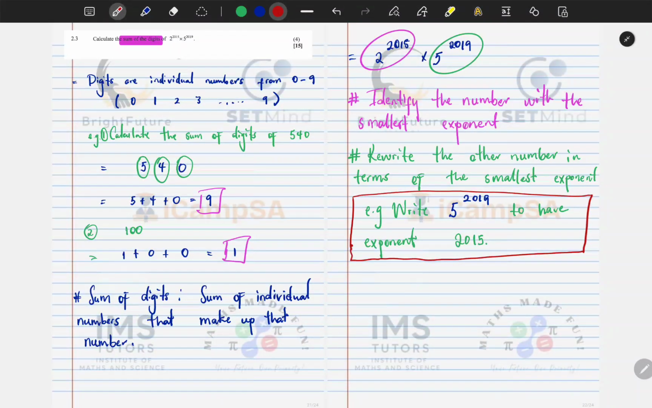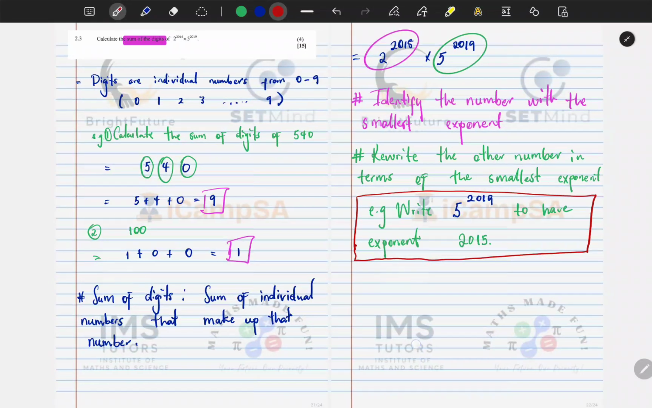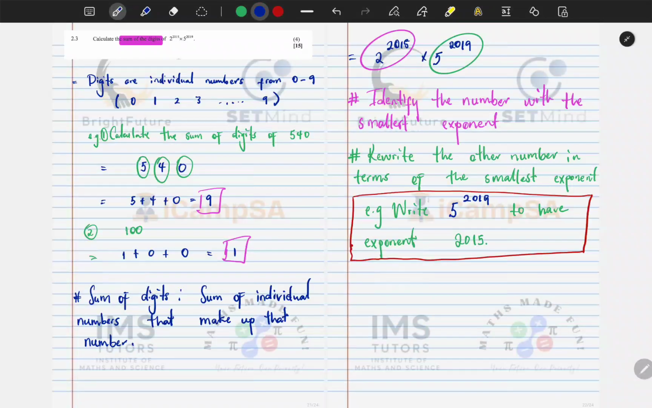This is what we have to do. So now let's look at the problem at hand. So we still have 2 raised to the power of 2015 times 5.